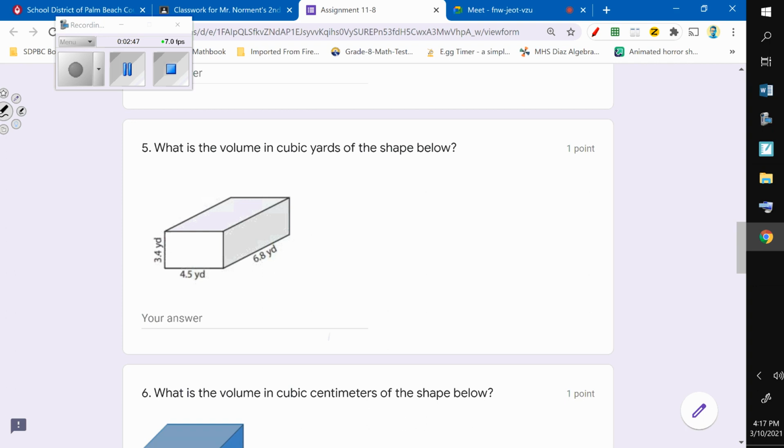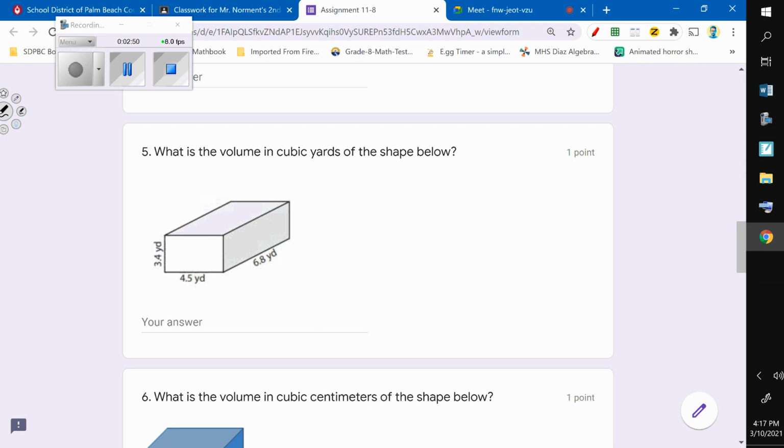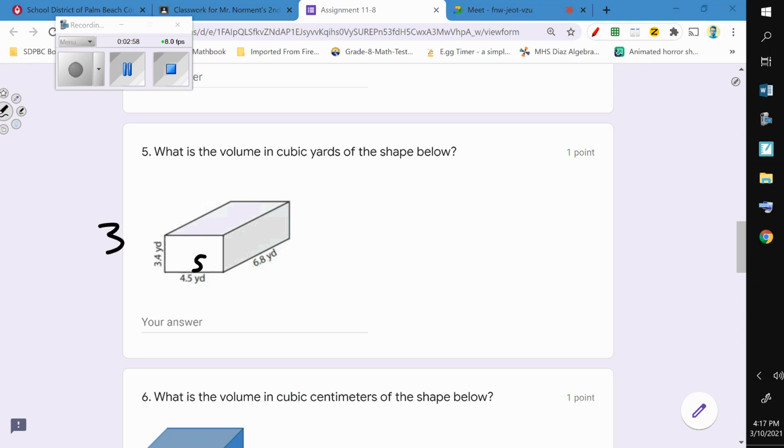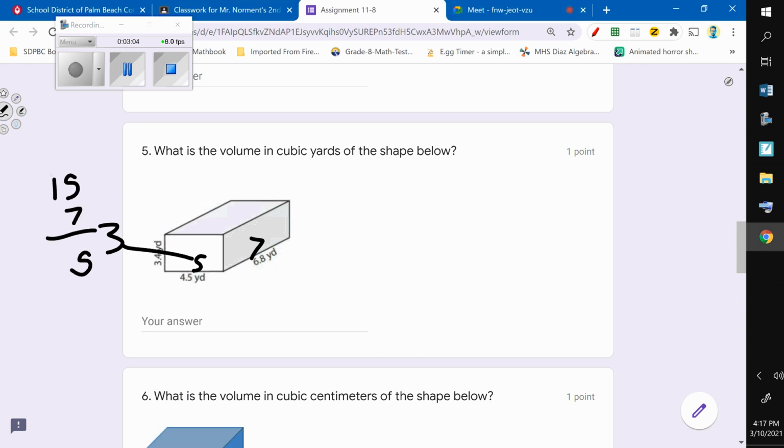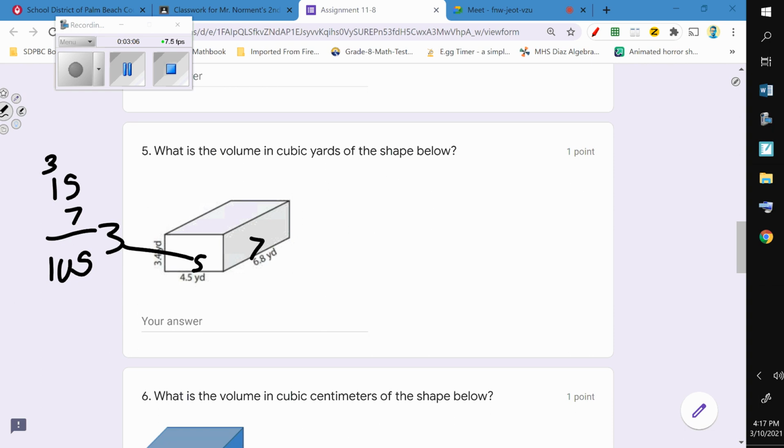Now, number 5, I'm going from easy to really, really hard, okay? So let's do this one together. You still multiply the three numbers together. And if we did that, if I rounded that to 3, and round this up to 5, and this to a 7, 3 times 5 is 15. 15 times 7 is 105. And so what that tells me is the answer is going to be really close to 105.